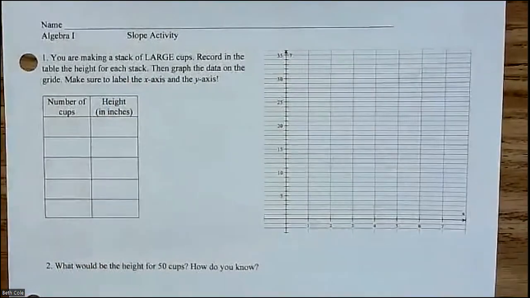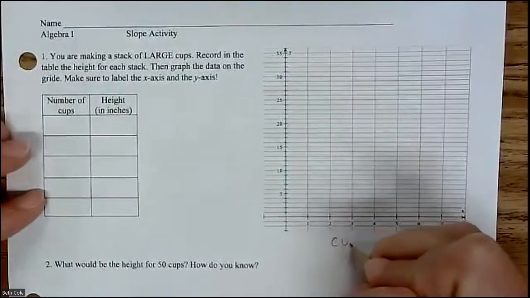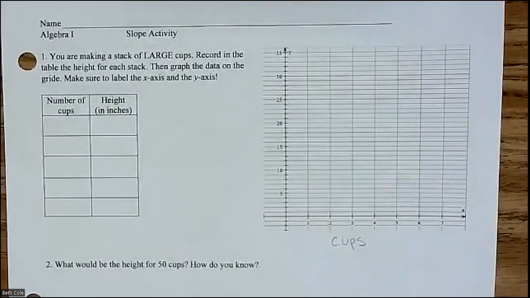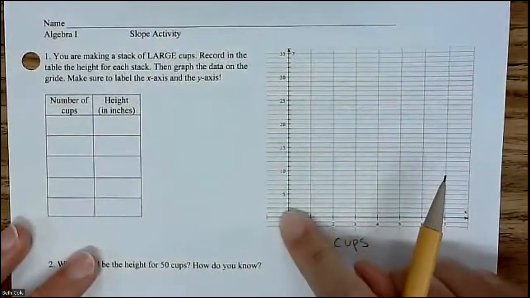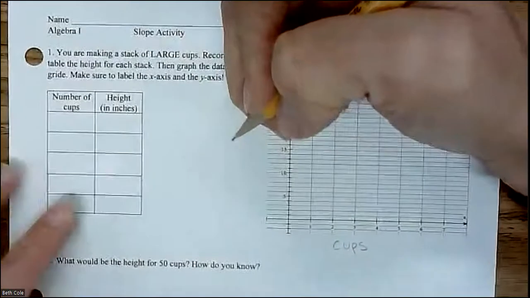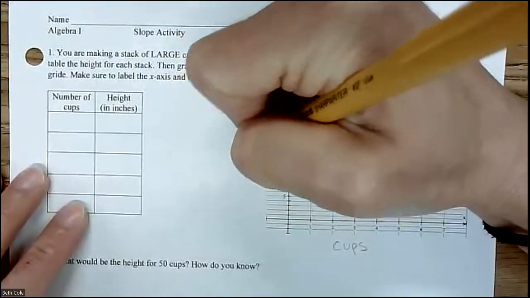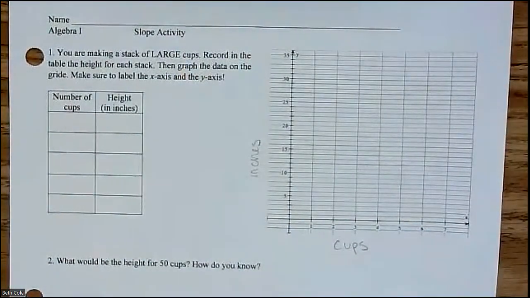So down here, your independent variable is the number of cups. How tall it is depends on however many cups you did. So this would be cups, and then what would go along this side? Inches. Yeah, height in inches. So cups, just number of cups, height in inches.